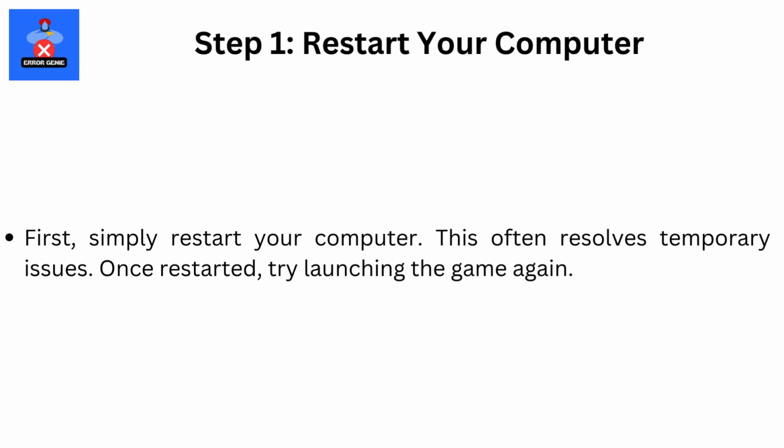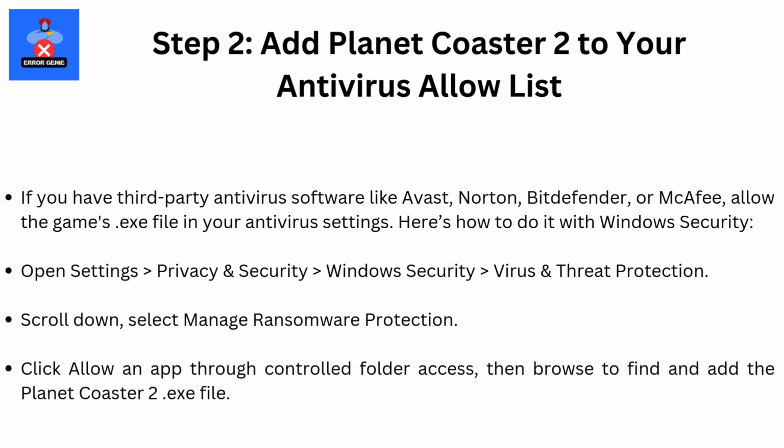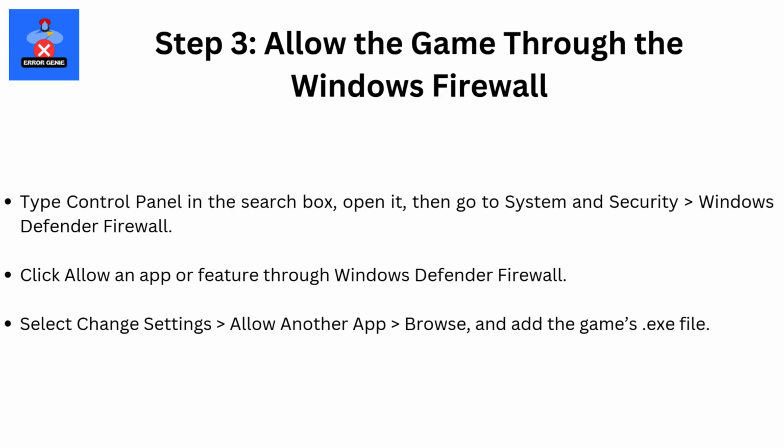Step 2. Add Planet Coaster 2 to your antivirus allow list. If you have third-party antivirus software like Avast, Norton, Bitdefender, or McAfee, allow the game's .exe file in your antivirus settings. Here's how to do it with Windows Security. Open Settings, then Privacy and Security, then Windows Security, then Virus and Threat Protection. Scroll down. Select Manage Ransomware Protection. Click Allow an app through controlled folder access. Then browse to find and add the Planet Coaster 2.exe file.